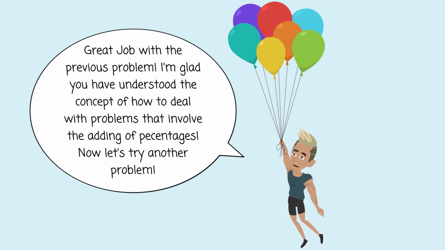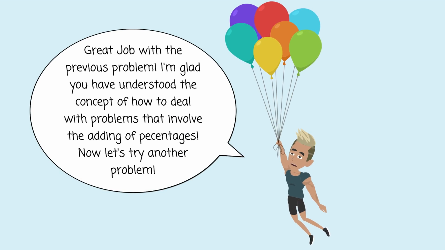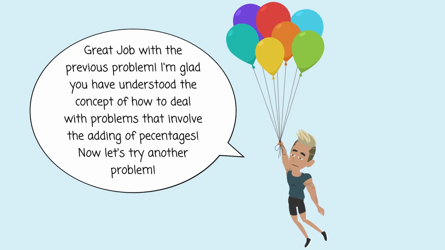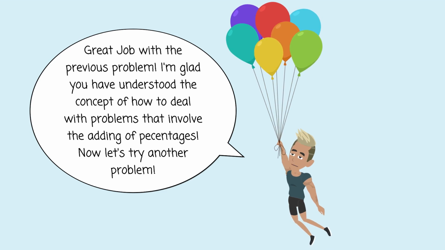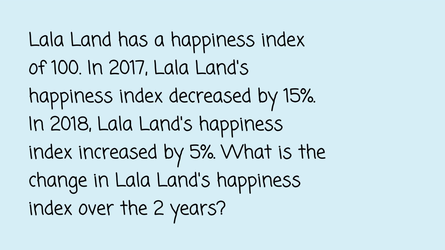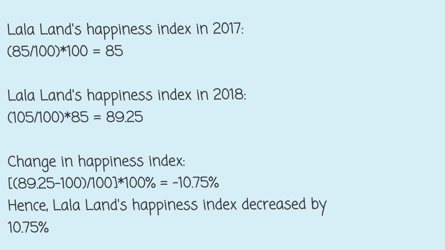Great job with the previous problem. I'm glad you have understood the concept of how to deal with problems that involve the adding of percentages. Now let's try another problem. La La Land has a happiness index of 100. In 2017, La La Land's happiness index decreased by 15%. In 2018, La La Land's happiness index increased by 5%. What is the change in La La Land's happiness index over the 2 years? Here are some questions to guide you along this problem. Here is the worked solution to the problem.